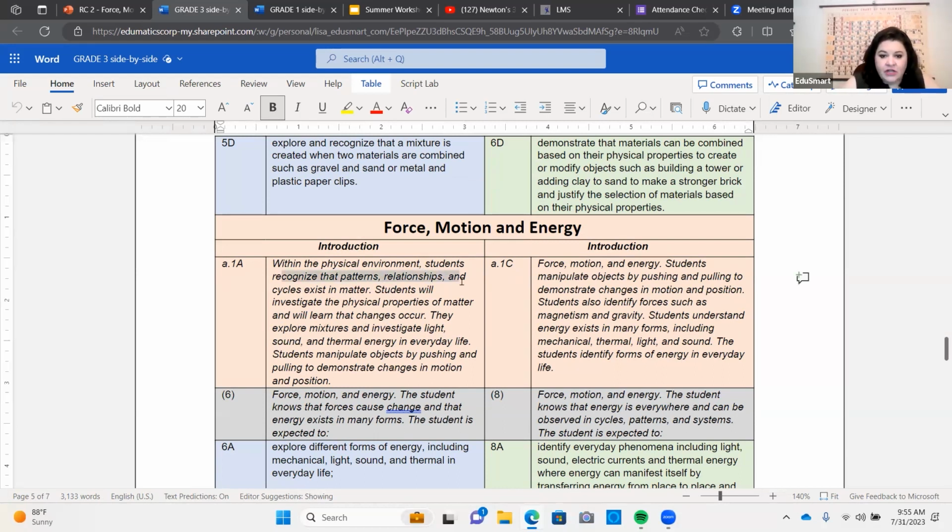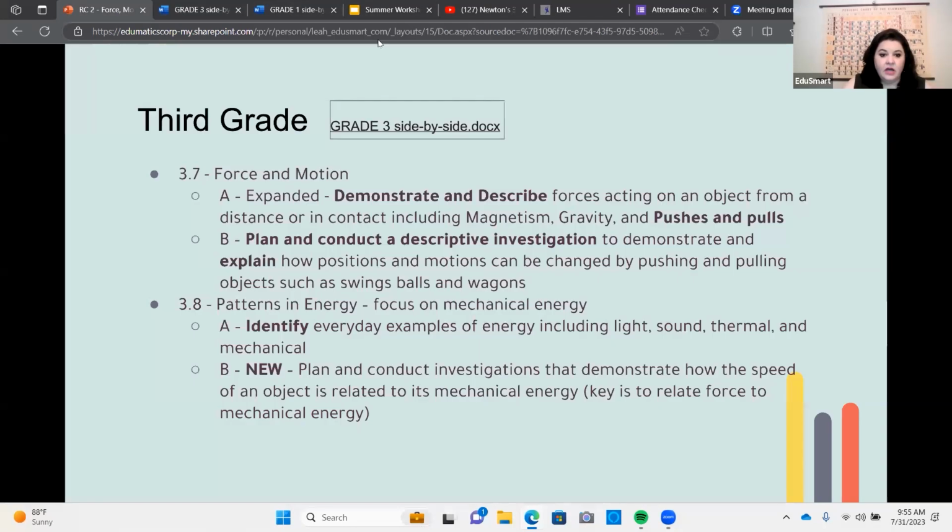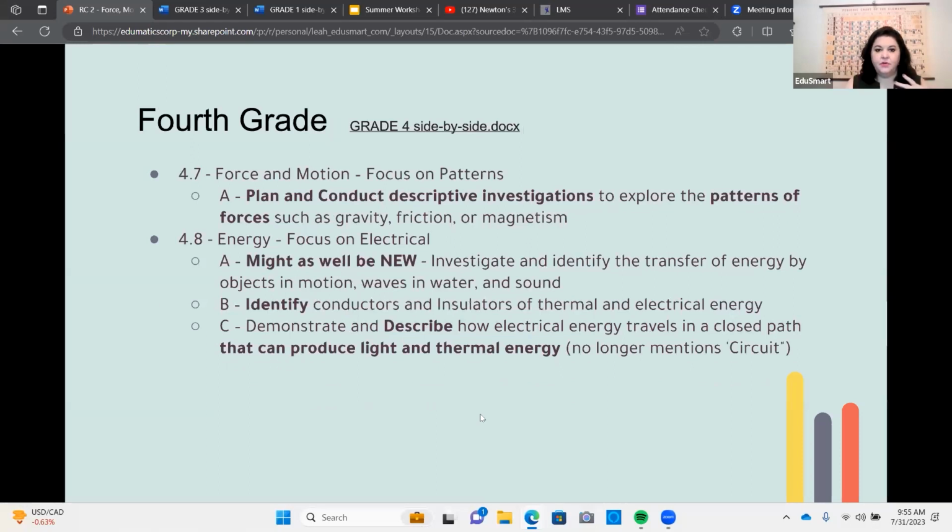So this recurring theme of patterns is built into the knowledge and skill statement. So we want to make sure that we're pointing that out to students, that this is a pattern. Every single time that there's more speed, it causes a bigger push. That's the kind of patterns that we're really looking for. So keep that in the back of your head, that it needs to be put in relation to patterns. Force and motion, same thing, or I'm sorry, fourth grade, same thing. It's built into the knowledge statement from here on out that patterns are important.